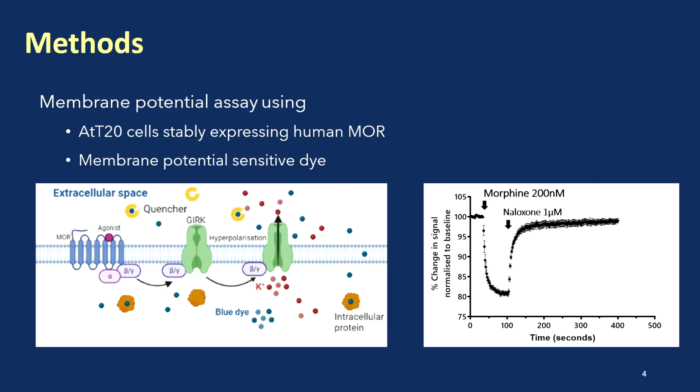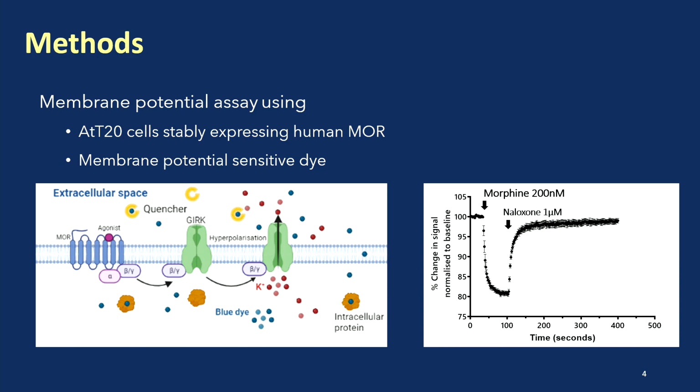To do so we used AtT20 cells. They have a neuronal phenotype, and we have stably expressed them with human mu opioid receptor, and we use a membrane potential sensitive dye. So I'll take you through how the assay works. So we load the cells with the dye. The dye is membrane permeable, so it will distribute all over the cell.